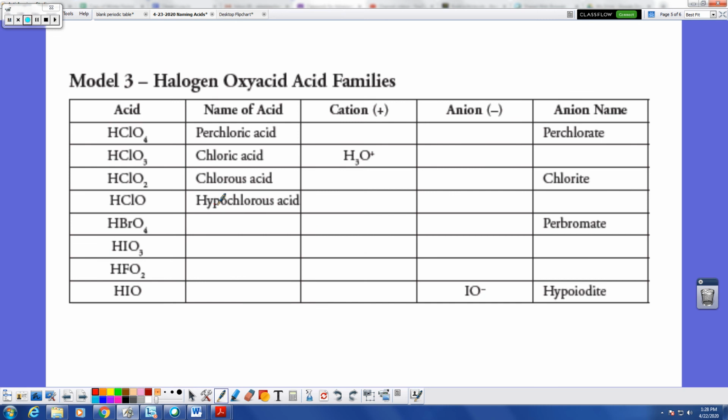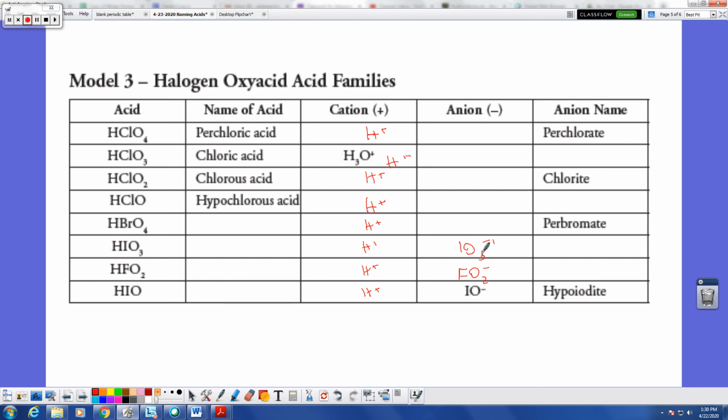Okay, so here's some of those hypo and per. So cation, that's pretty quick. Those are all H plus. Those cation H plus is all the way down. Those anions, this would be FO2 minus 1 because there's no subscript on the H. Actually, all of these. You see how none of these have a subscript, so they're all going to be minus 1.